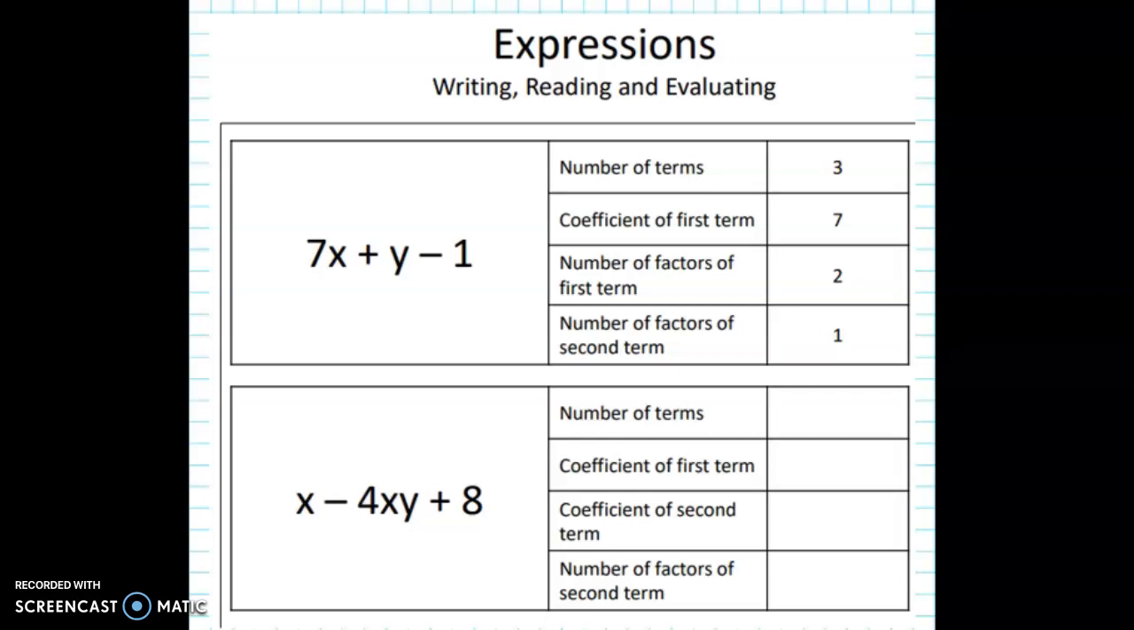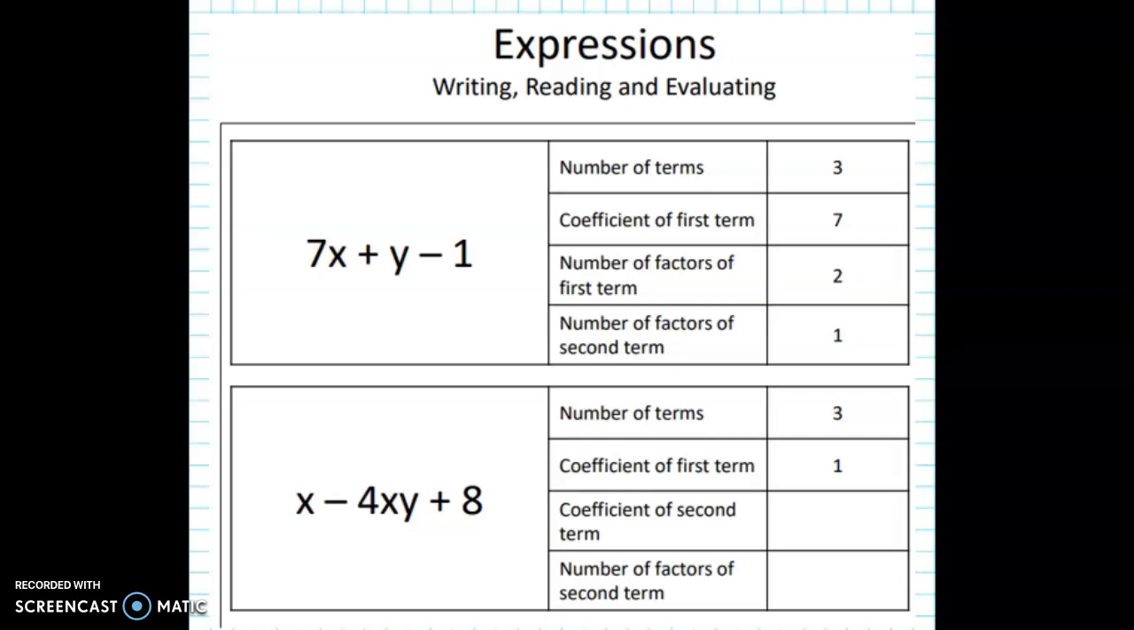x minus 4xy plus 8. There are three terms: the x, the 4xy, and the 8. The coefficient of the first term. The coefficient of the first term is 1. Because there is only one x there.